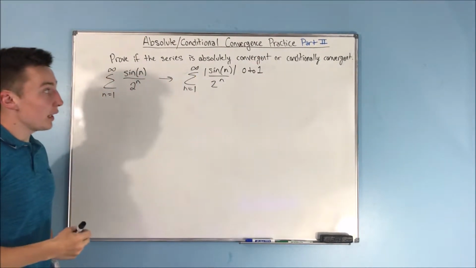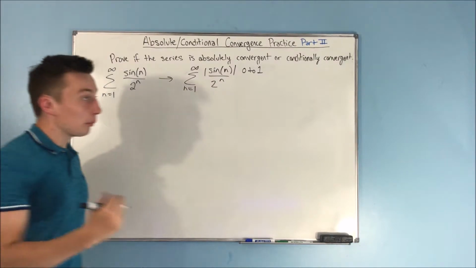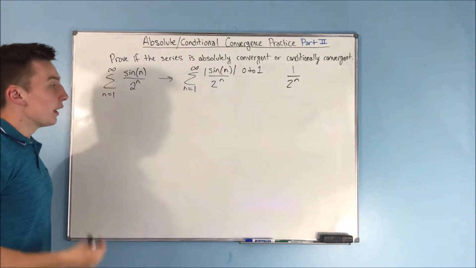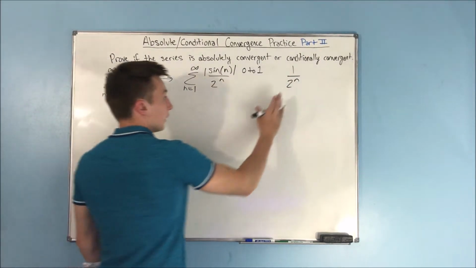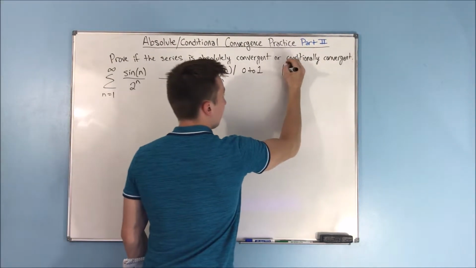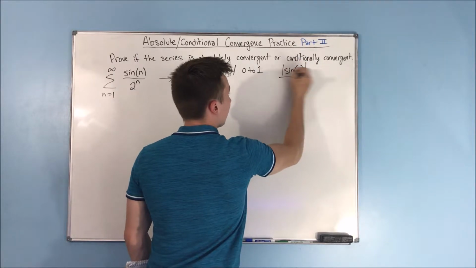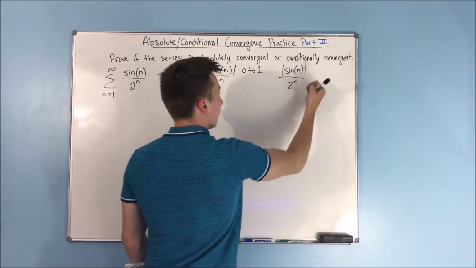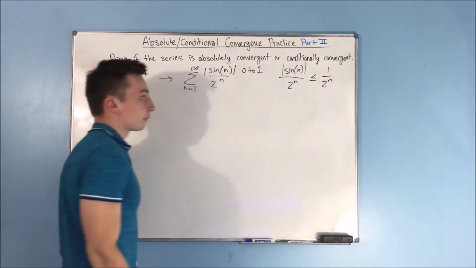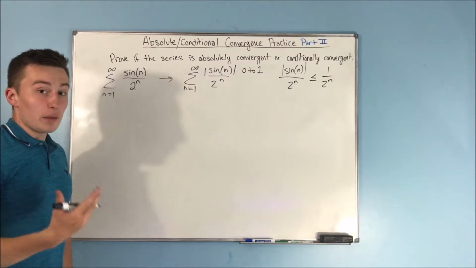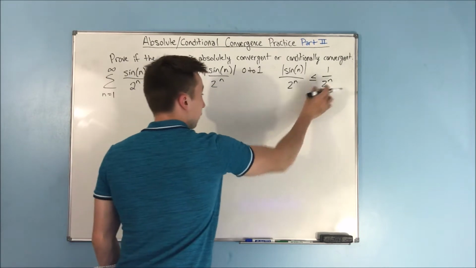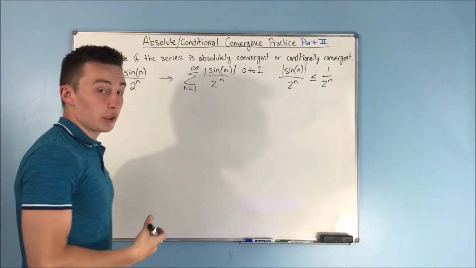So a good comparison here would probably be 1 over 2 to the n. If I draw them both out, the absolute value of sine of n over 2 to the n is always going to be less than or equal to 1 over 2 to the n. That means we can use the comparison test here, and we need to figure out whether this series is going to converge or diverge.